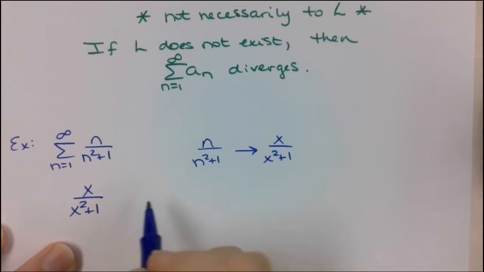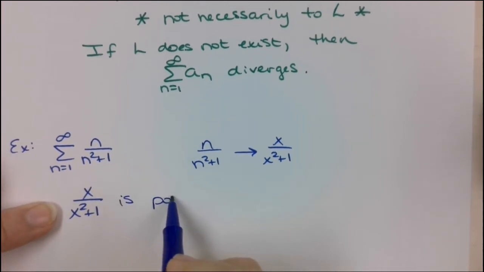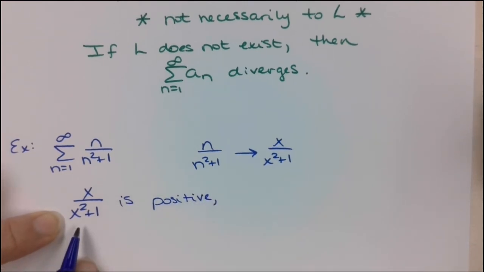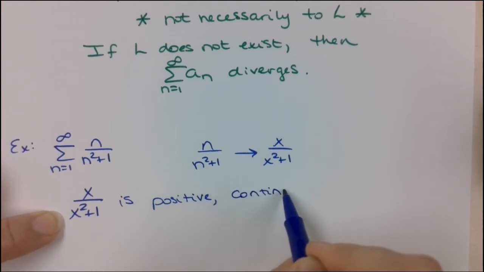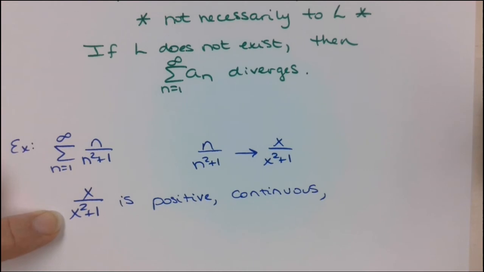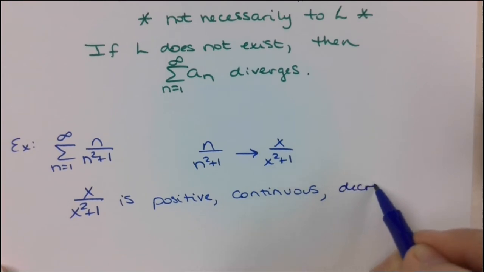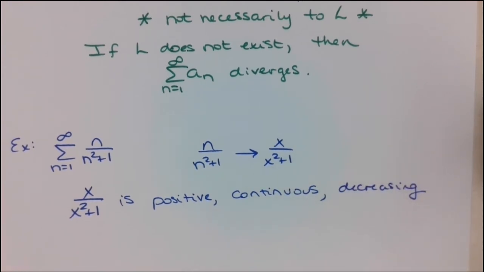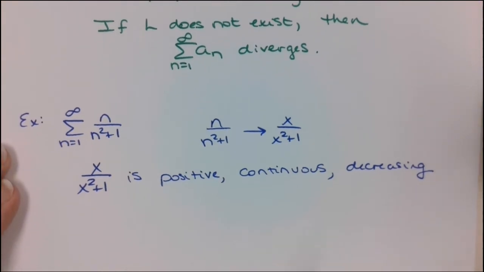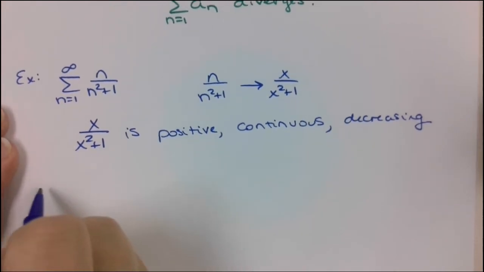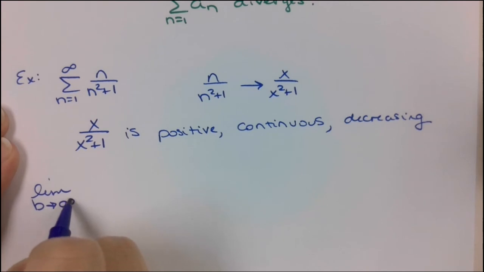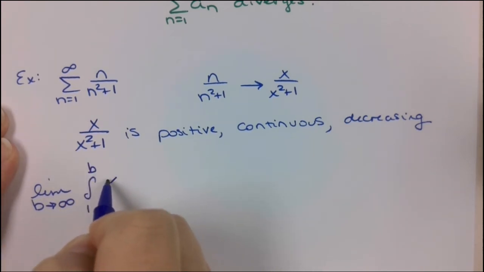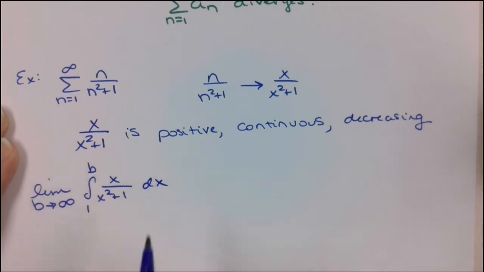If x is greater than 1, then this function will indeed be positive. My denominator is never going to be equal to 0, so I know that this function is continuous. And because the degree in my denominator is higher than the degree in the numerator, it will be decreasing for x greater than 1. So all of the conditions are true. We can apply the integral test. And so I'm going to write this as an improper integral.